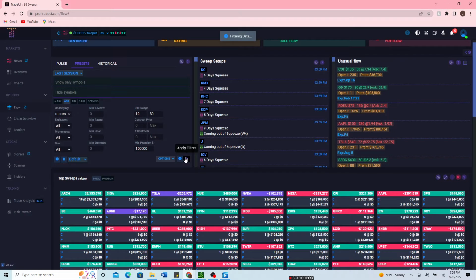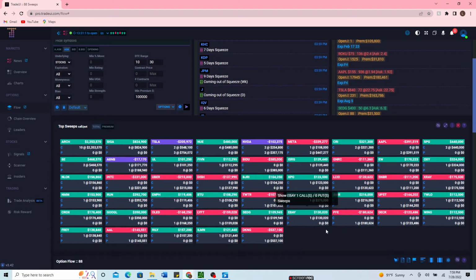So I'm going to apply these filters, and as you can see, it'll populate the top sweeps of the day. This is post-market activity, so this will be something I'll be looking to get into potentially tomorrow or next week, depending on the setup. Right off the bat, I see ARCH right here with 10 calls and 0 puts, with 2 million in net premium to the call side. That's very bullish for me, so let's see what's going on there.